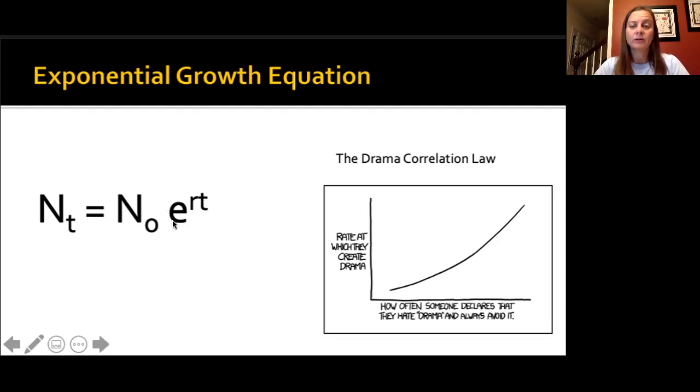E is Euler's constant. You're probably familiar with E from your math class. It's approximately 2.7. And then N sub t is going to be the final population size. So the final population size is going to depend on the initial population size, as well as the growth rate and the amount of time at which the population has been growing. This is the same equation for calculating compound interest. So it's anything that grows at an exponential rate.